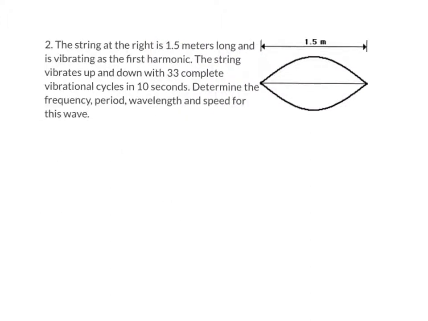Let's try another one. All right, so here's another question. Here we have a string, 1.5 meters long. So what harmonic is that, by the way? You should have said the first, just like physics, number 1, first harmonic. The string vibrates up and down 33 complete cycles in 10 seconds. It says determine the frequency, period, wavelength, and speed for this wave. So take a minute, pause the video, see if you can do this, and let's reconvene and answer the questions.